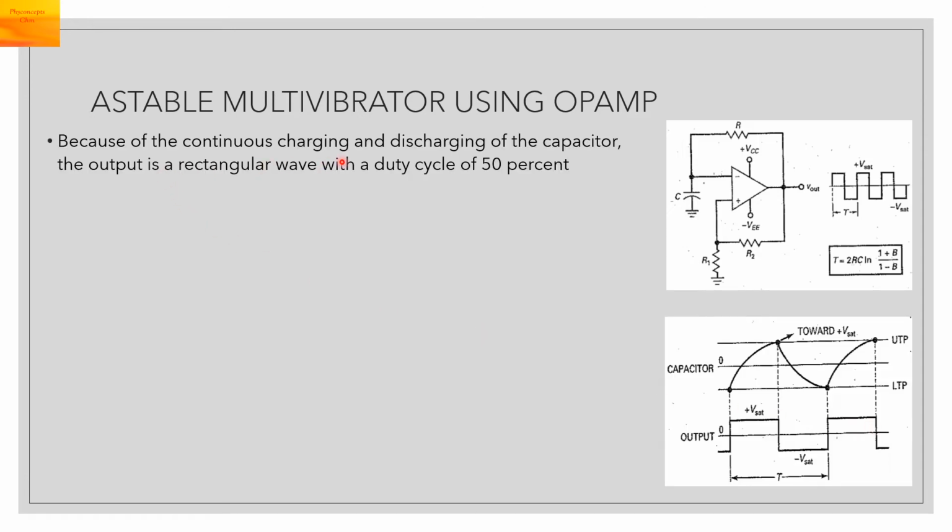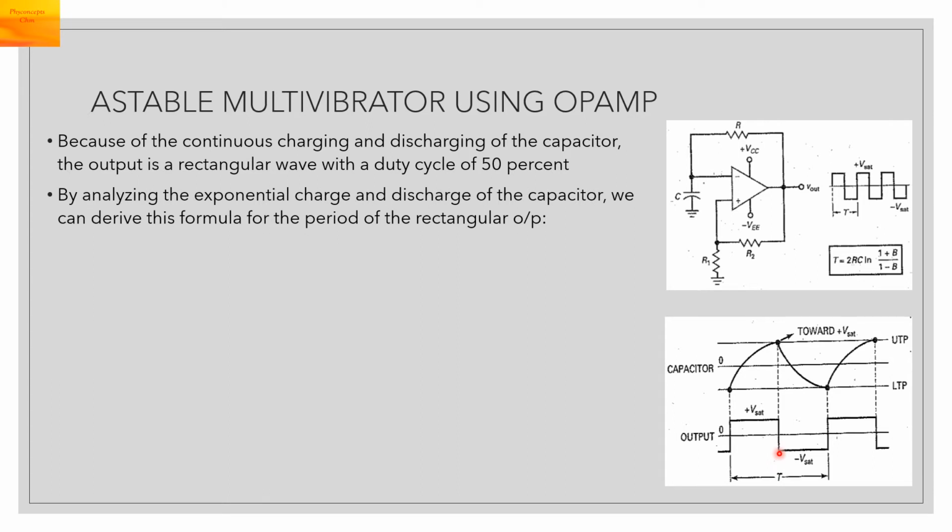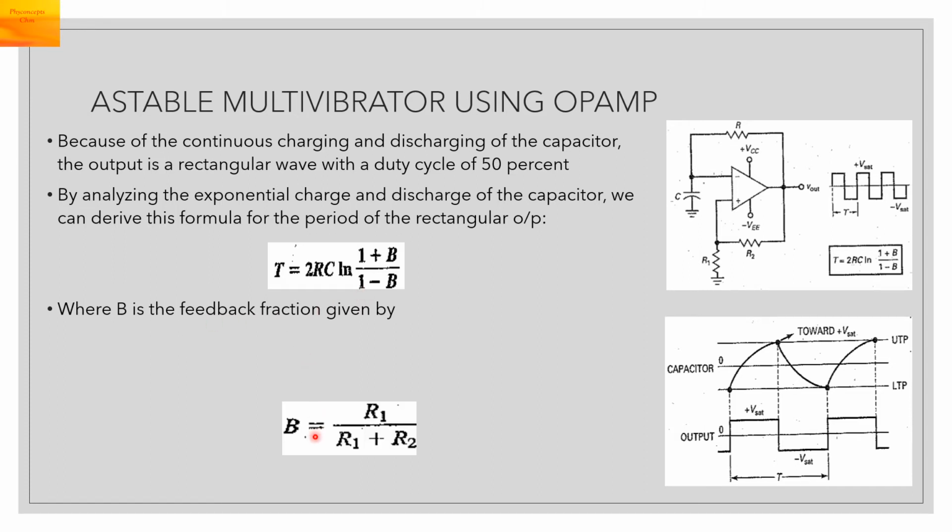Because of the continuous charging and discharging of the capacitor, the output is a rectangular wave with a duty cycle of 50%. That is, the on time and the off time are equal. By analyzing the exponential charge and discharge of the capacitor, we can derive the formula for the period of the output. That is, T is equal to 2RC into ln of (1 plus B) upon (1 minus B), where B is the feedback fraction, which is given by B is equal to R1 upon (R1 plus R2).